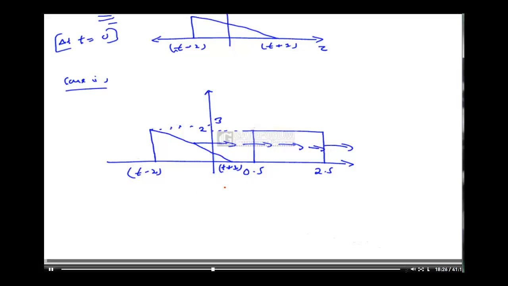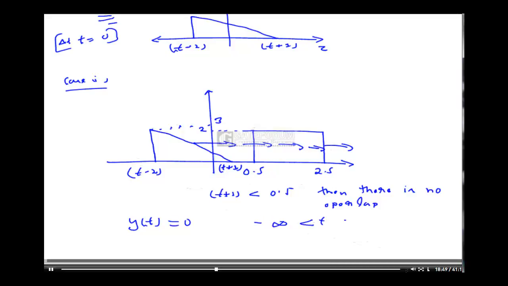In this case only, if I see t plus 1 is lesser than 0.5, then there is no overlap. Okay, thus yt is equal to 0 from minus infinity to t less than equal to minus 0.5. Okay, so t will be lesser than minus 0.5. So up to this case there will be no overlap. Since there is no overlap, yt will be equal to 0. Once the overlap starts, yt will have some value.